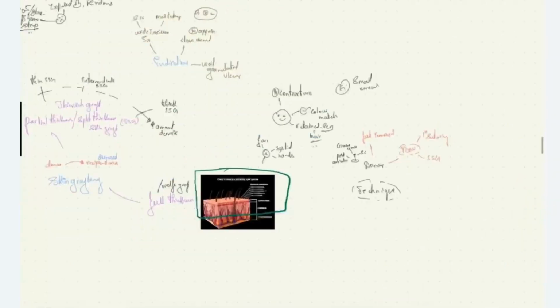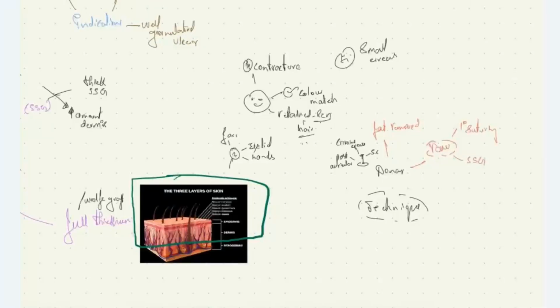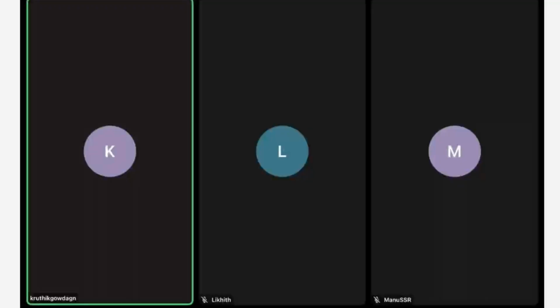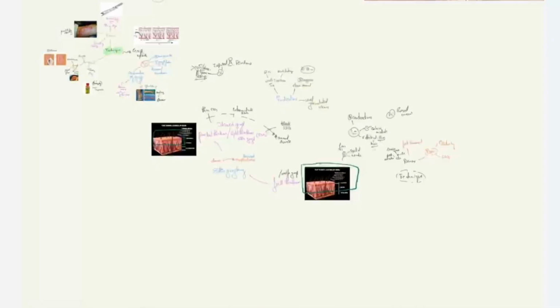Then we saw full thickness skin grafting, which we usually do only if we have smaller area defects like the face, eyelids, and hands. We take the graft from the postauricular area, groin crease, or supraclavicular area. Following that, we remove the fat and then close the defect. Let's start with skin tumors.